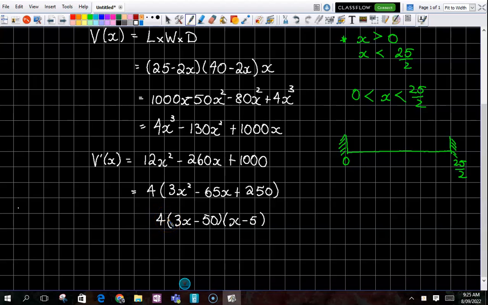I would do a double check and go back and pop my original into the calculator to make sure that I pulled the common factor out properly. Right? I do not trust myself with these sorts of things. So use your technology to prevent you from making silly errors. Okay, so that means x equals 50 over 3 and x equals 5.